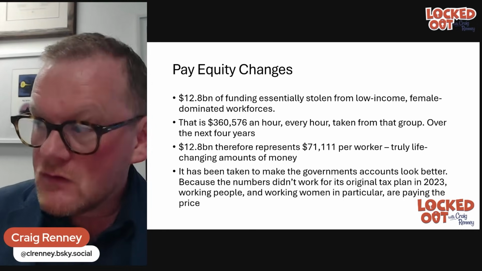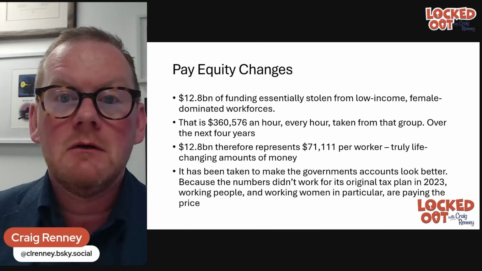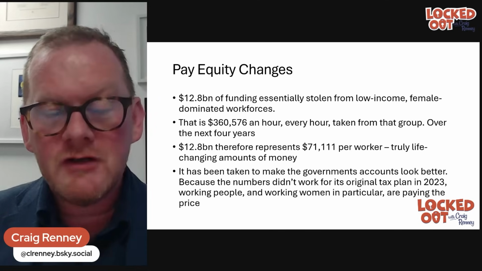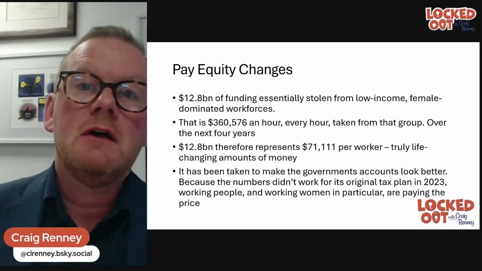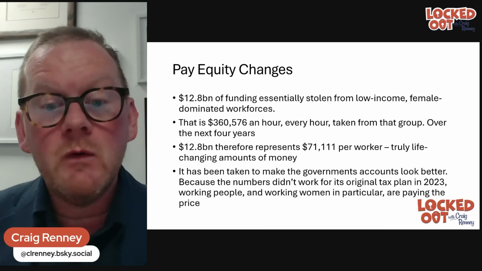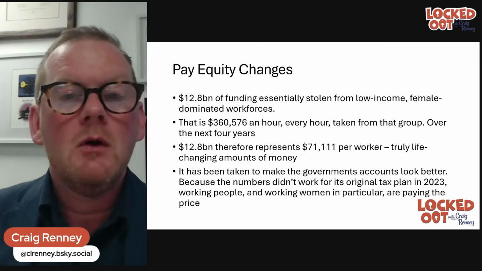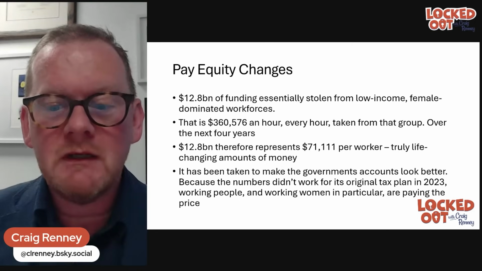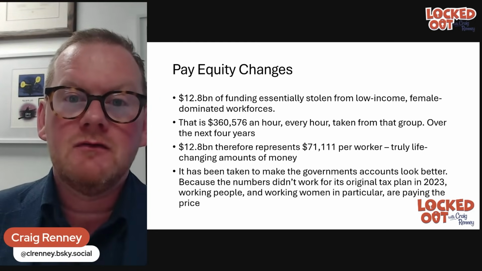And it's solely being done so that the government's accounts can look better. Because the original numbers that the government put together in its original tax plan didn't work in 2023. And as a consequence, working people and working women in particular will be paying the price. Now, these working people will also be giving up $3 billion of KiwiSaver contributions from the Crown.